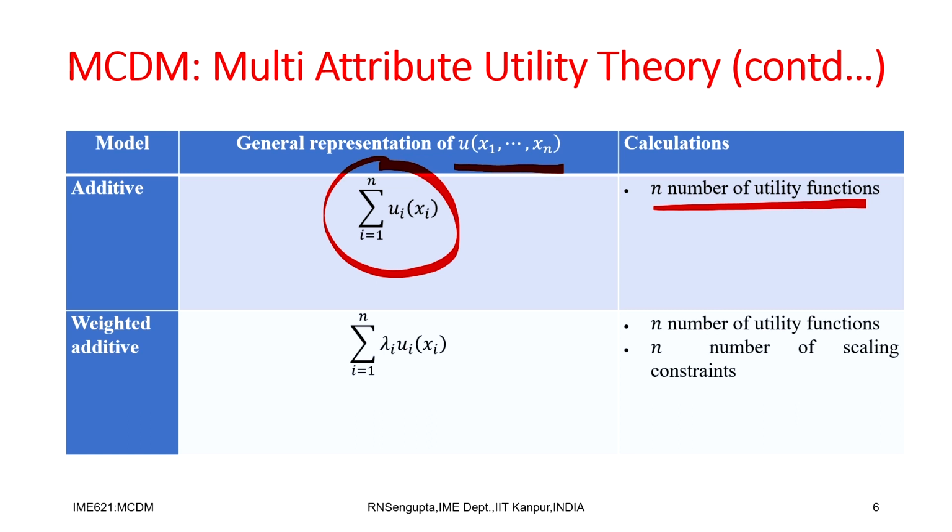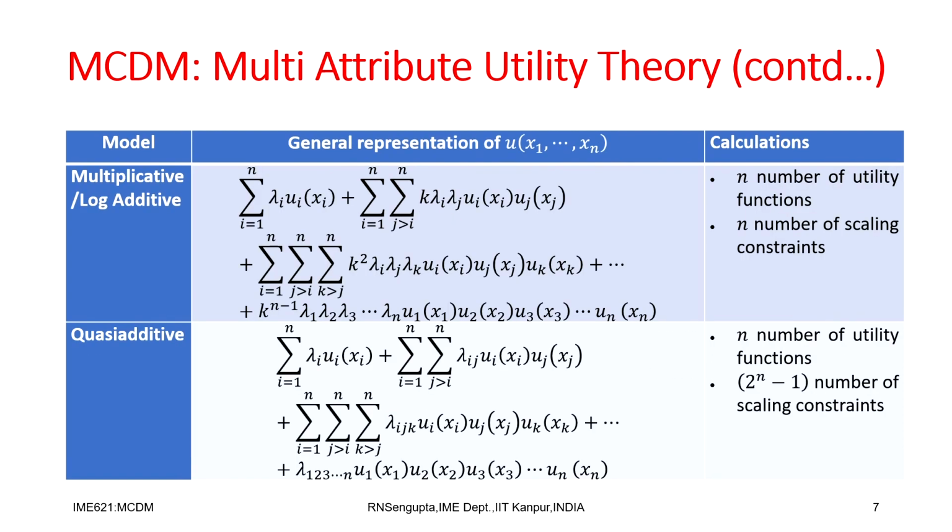Now, if I give the weights lambda 1 to lambda n, where all of them are not 1, you have the weighted additive utility function, where n is the number of utility functions in general, and there are n scaling constants also, which add up each individual utility function value to be combined, and in the end give you the multi-attribute utility function.